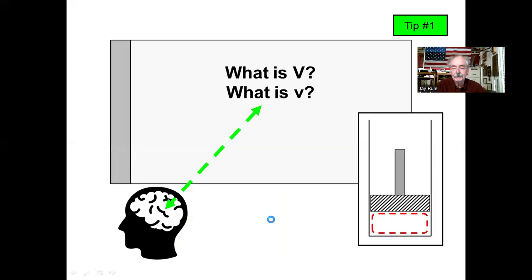Okay, first tip. By now, I hope that you have in your head, more than just in a formula sheet, what's the difference between capital V and little v? Think in your head, be real honest with yourself. What do I know is the difference before we go to the next slide? Difference between capital V and little v.